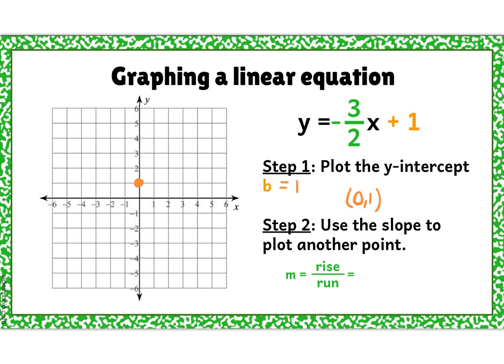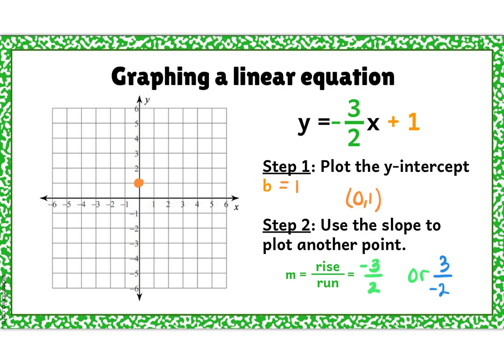Step 2 is to use the slope to plot another point. So M is for move. It tells me how much to rise and run from the point we just plotted. So in this example, my rise over run is negative 3 over 2. The fact that it's negative gives us a little choice. I can make the 3 negative and keep the 2 positive, or you can make the 3 positive and make the 2 negative. The good news is you both get the correct answer. You're just going to have 2 different points.